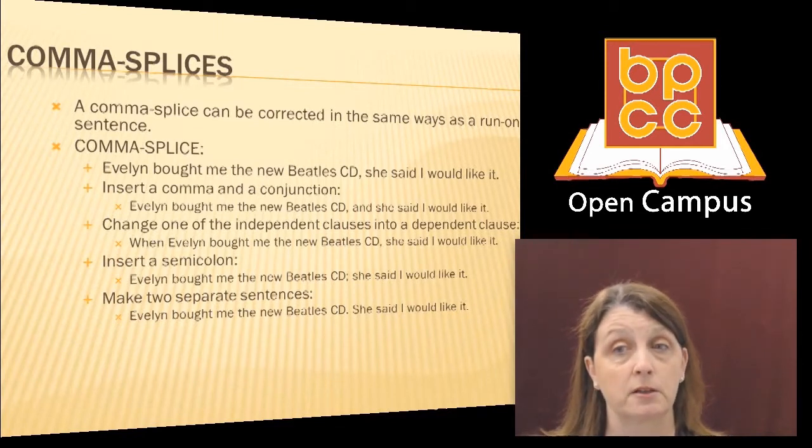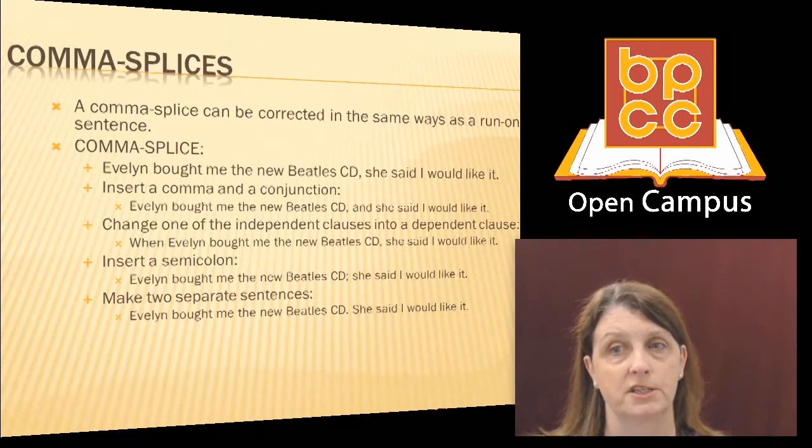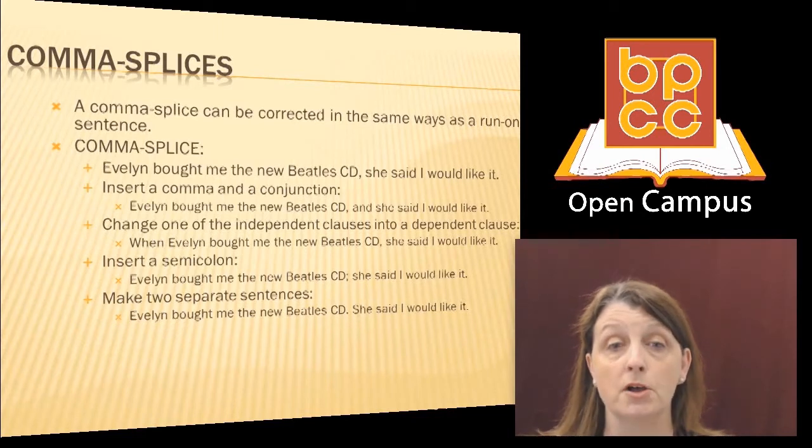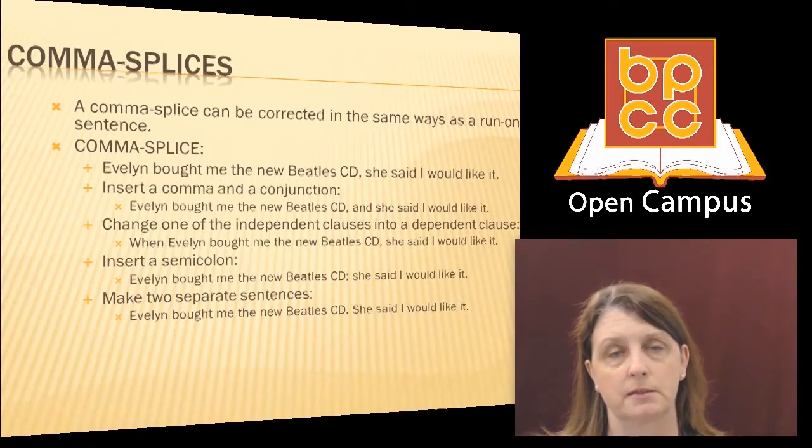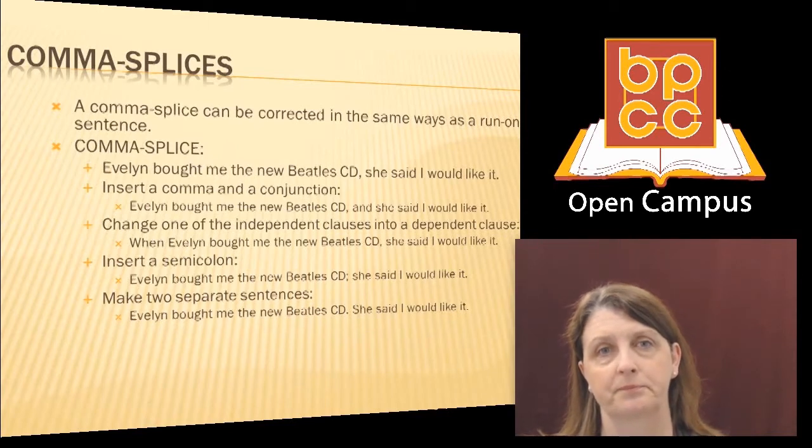Change one of those independent clauses into a dependent clause. When Evelyn bought me the new Beatles CD, she said I would like it. Okay, now we have dependent clause plus independent clause. Makes a good sentence. You can also insert a semicolon. Evelyn bought me the new Beatles CD; she said I would like it. And you can also make 2 separate sentences. Evelyn bought me the new Beatles CD. She said I would like it. All 4 of those are good corrections to that comma splice.